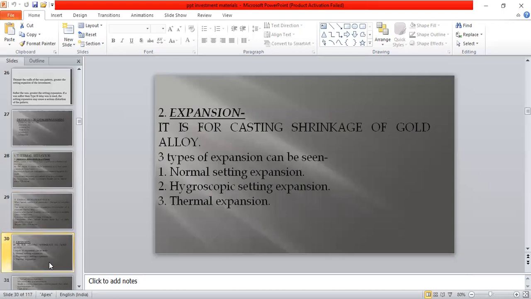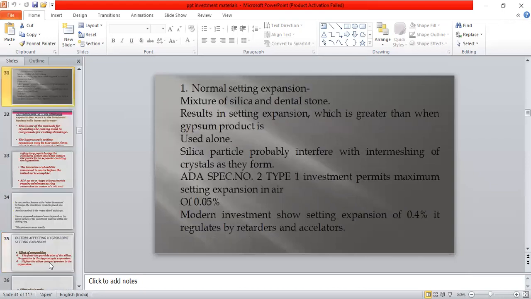Then the next property is expansion. It is for casting shrinkage of the gold alloy. Here in expansion, we are going to discuss three types of expansion. First comes normal setting expansion. Second comes hygroscopic setting expansion, and the third comes thermal expansion. So the first is normal setting expansion.